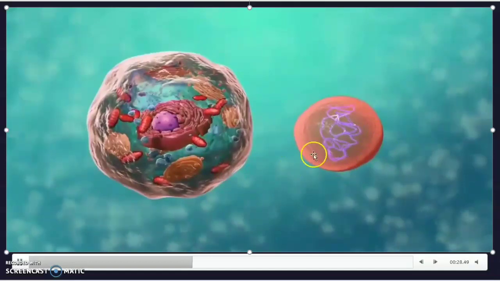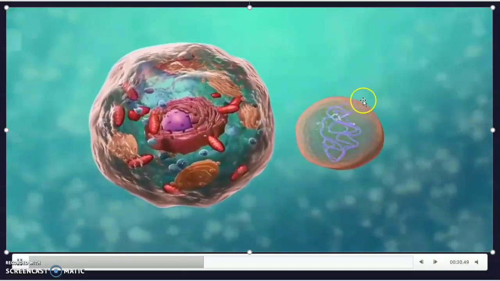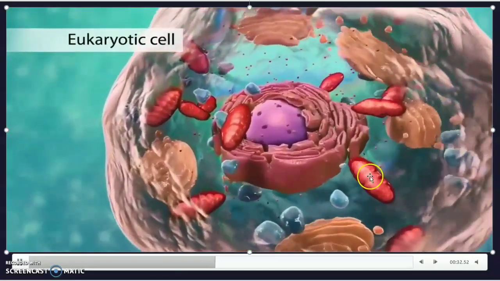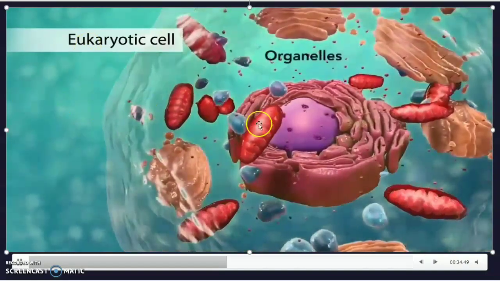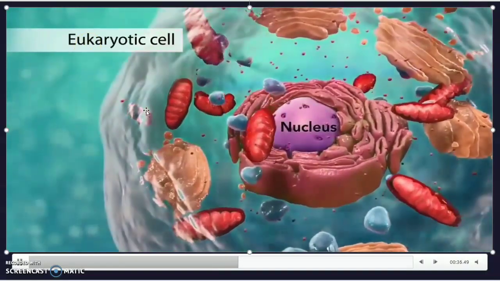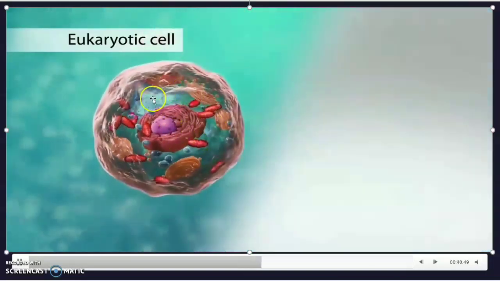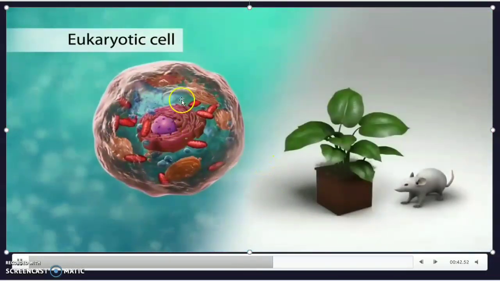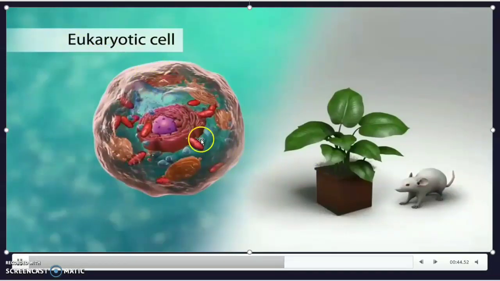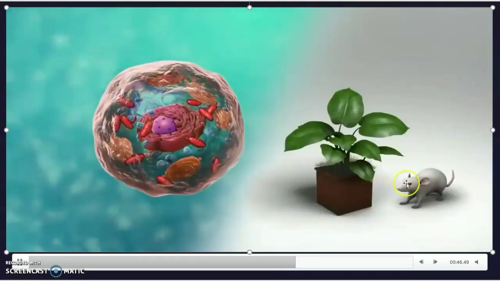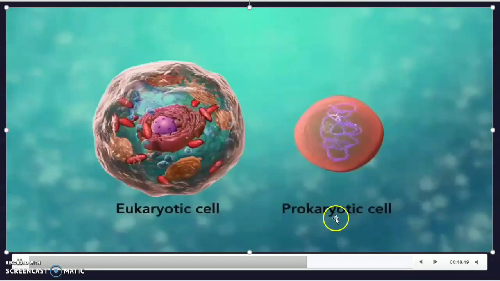This is another cell. This cell also has cytoplasm, genetic material and cell membrane. In eukaryotic cells, we observe that there is a clear nucleus present. Eukaryotic cells are present in all plants and animals.